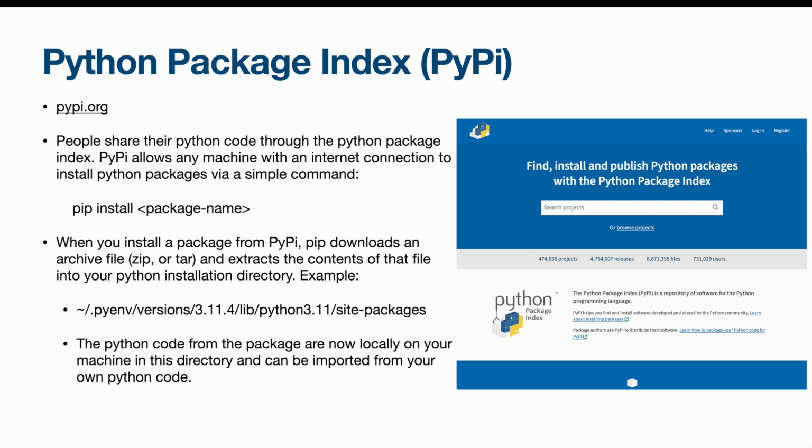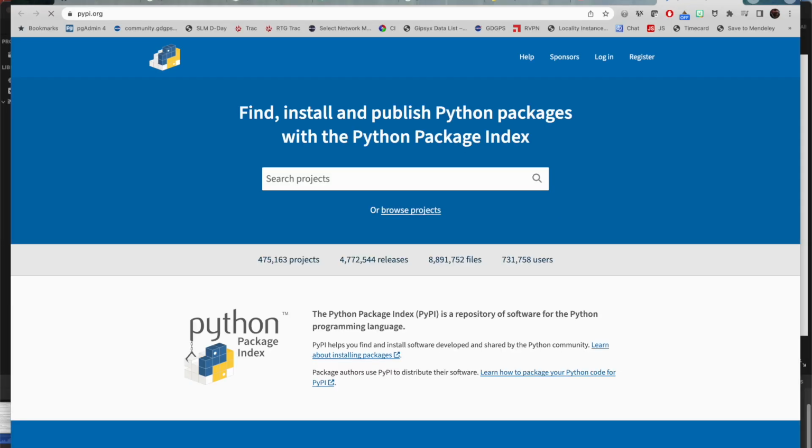PyPI is a website. When you install Python, it comes with a tool to install packages off of PyPI, and you do that by just running on your terminal pip install, and you pass the package name. And when you install something off PyPI, essentially pip downloads an archive file, a zip file or a tar, and extracts the Python code from that file into a directory called site-packages in your local Python installation directory. And once they're there, you're able to import them and use that code in your own project.